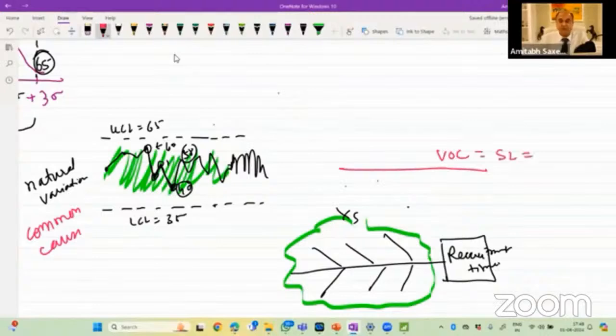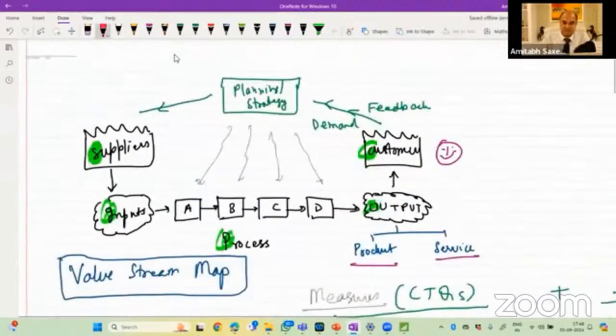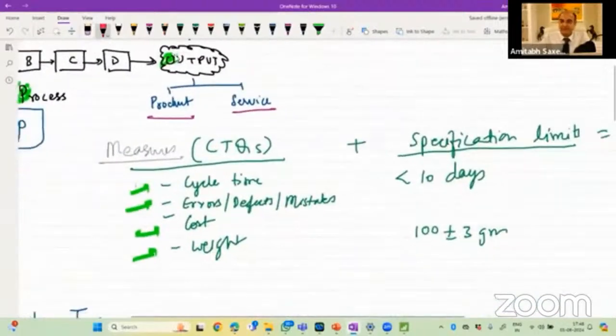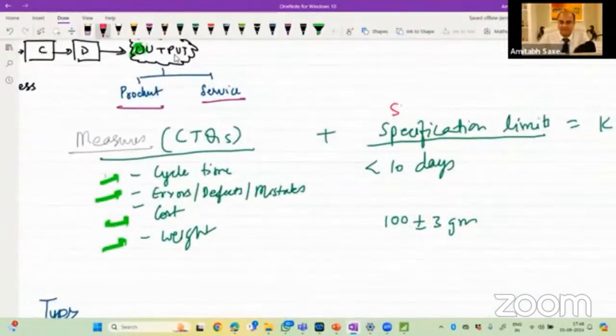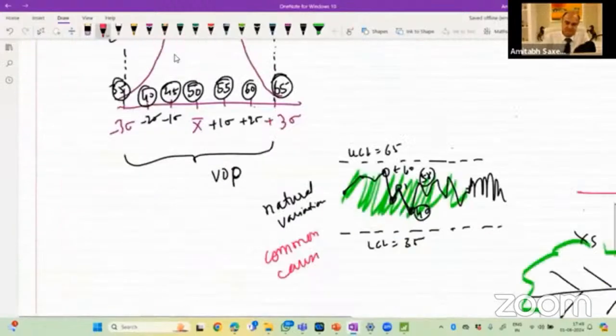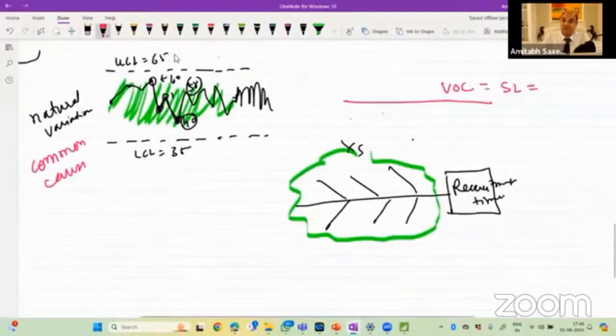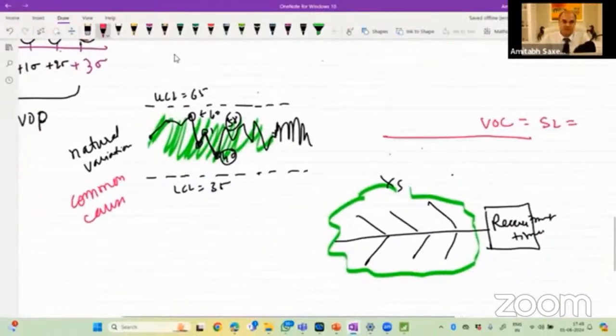Specification limit. I told you about specification limit right here. If you go back, these are the SLs, the specification limits. Cycle time should be less than 10 days. Recruitment time should be less than 50 days. This is known as voice of customer. So this was voice of process. This was voice of customer.